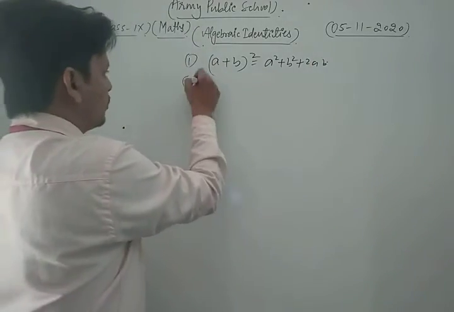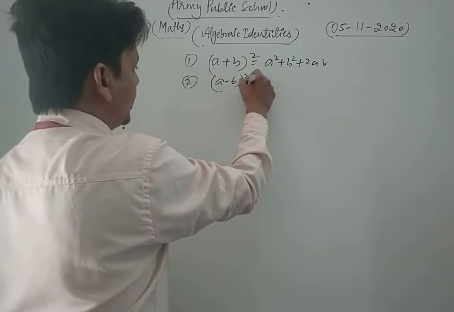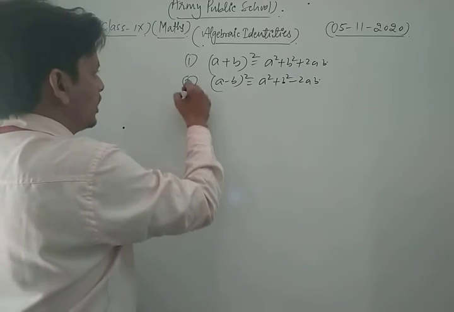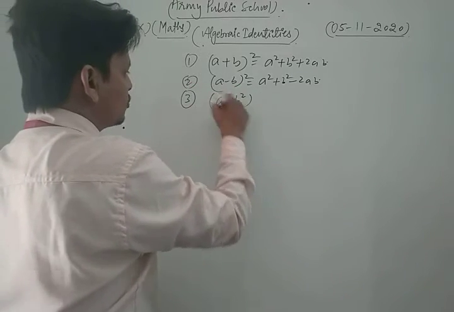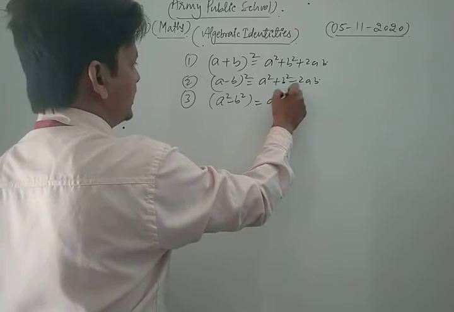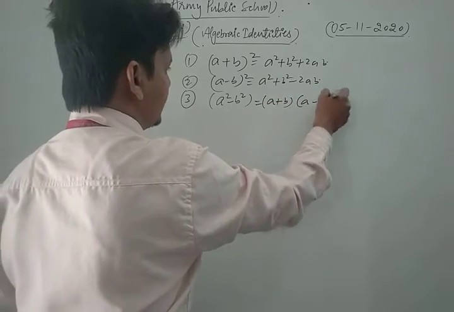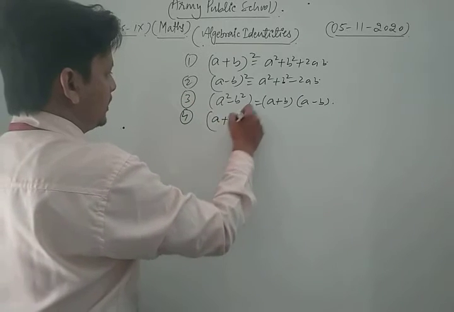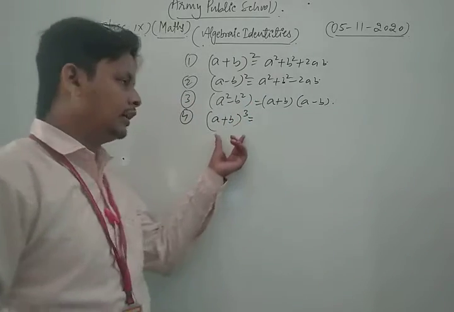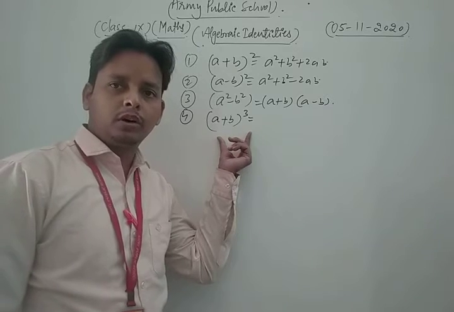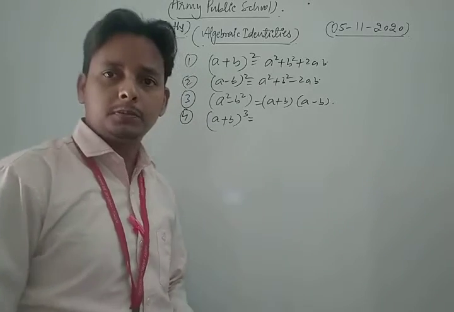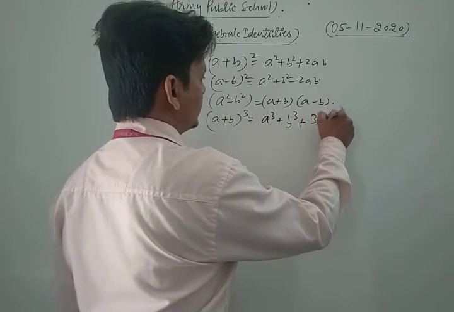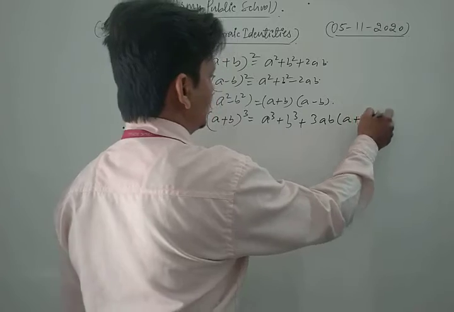Second one is the difference: (a minus b) whole square is what? a square plus b square minus 2ab. Third is: a square minus b square is equal to what? (a plus b) in one bracket and (a minus b) in another bracket. And the fourth one is (a plus b) whole cube. The formula for (a plus b) whole cube is what? a cube plus b cube plus 3ab in bracket (a plus b).